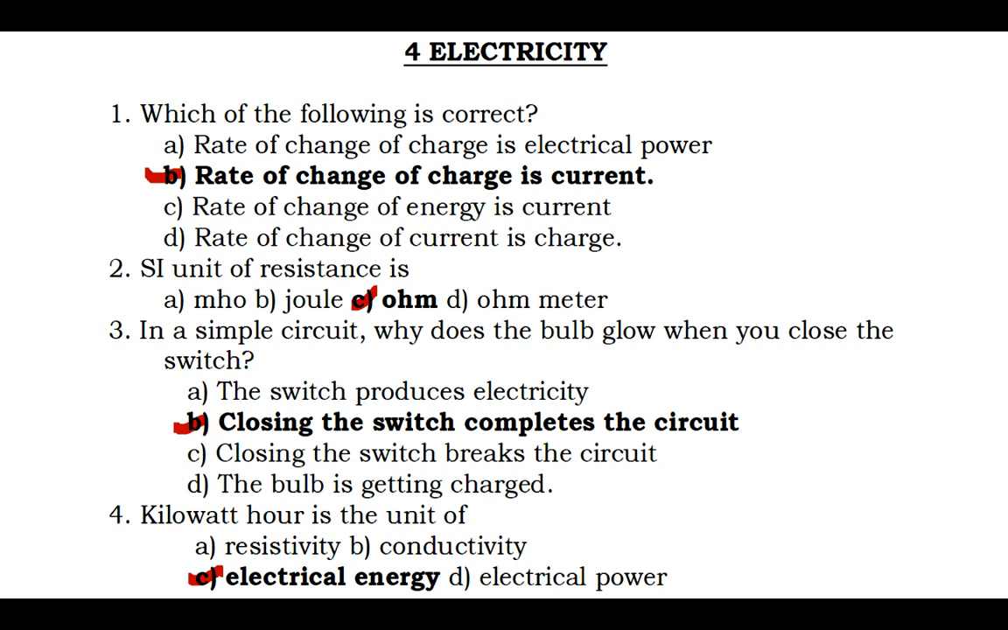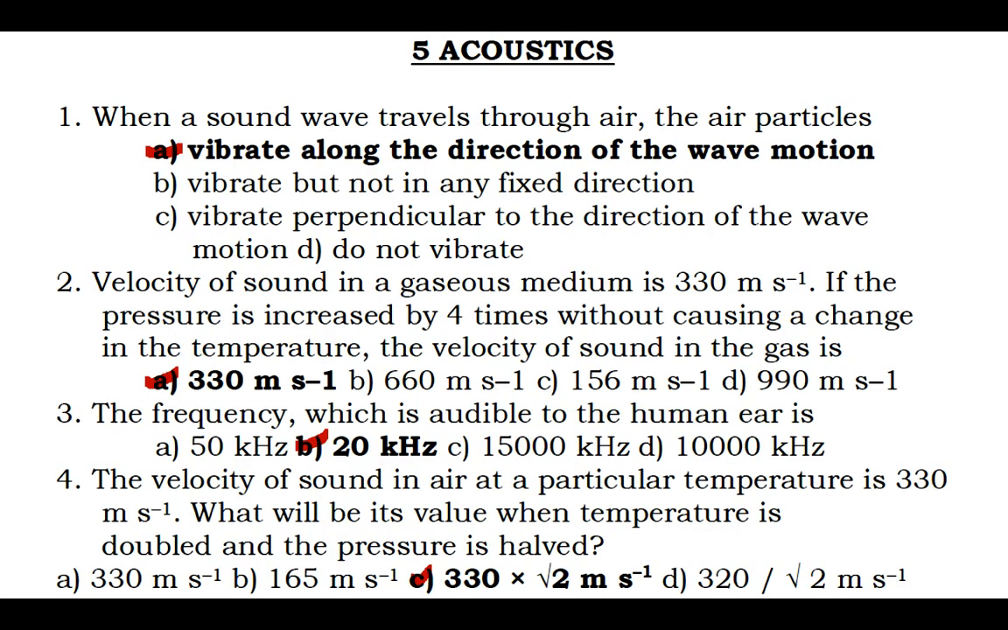Third question. In a simple circuit, why does the bulb glow when you close the switch? Option B, that is closing the switch completes the circuit. Question number 4. Kilowatt hour is the unit of option C, electrical energy.